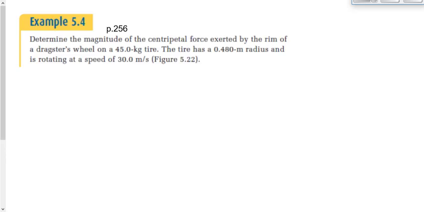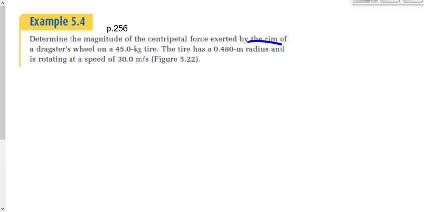Let's try this example on 256. It says, determine the magnitude of the centripetal force exerted by the rim on the dragster's wheel on a 45.0 kilogram tire. Tire has a radius of 0.480 and is rotating at a speed of 30 meters per second. What is the centripetal force? That force that's directed toward the center of the circle. That force that's always caused by something else, never on its own. It's always caused by something else. By the way, what is it caused by in this case? Good, the rim of the tire.